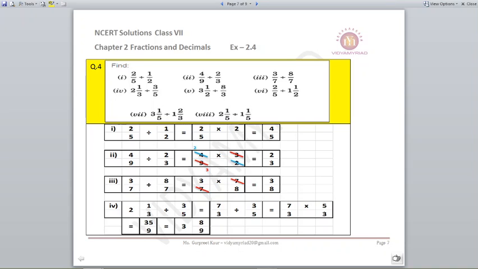Third one, 3 upon 7 divided by 8 upon 7. It becomes 3 upon 7 multiplied by 7 upon 8. 7 and 7 will get cancelled. So what is the number remaining? 3 upon 8.